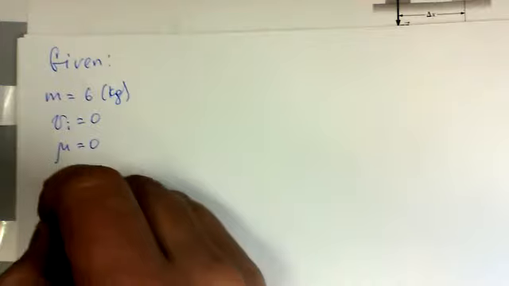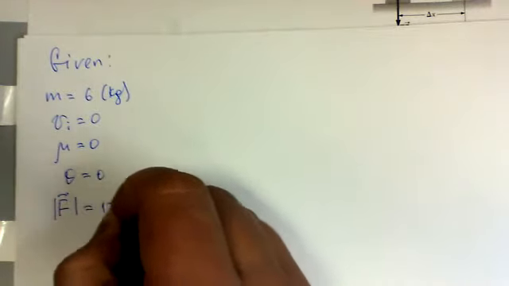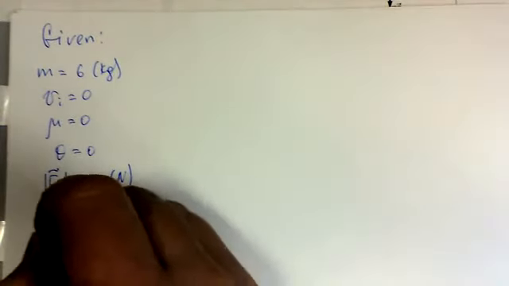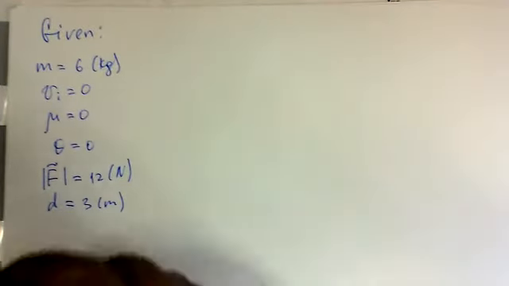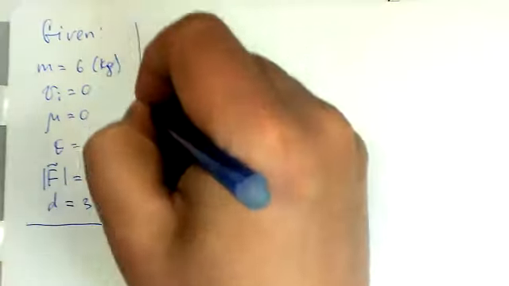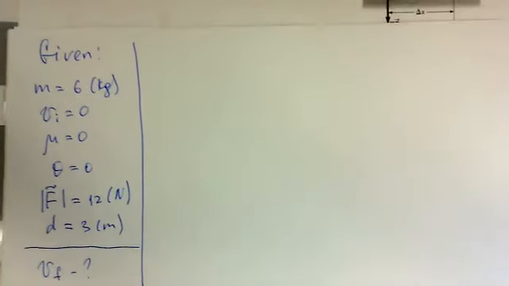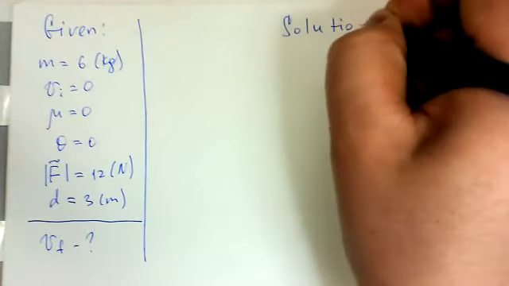So the absolute value of the force is 12 newtons. And we have to find the speed after it has passed a distance of 3 meters. Okay, so we need to find the final speed. So solution, let's start our solution with this figure.